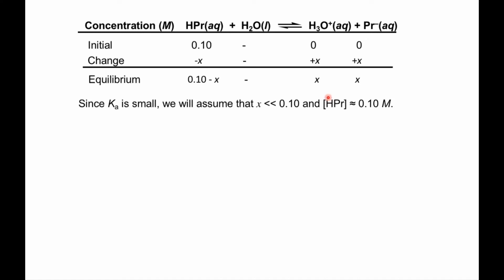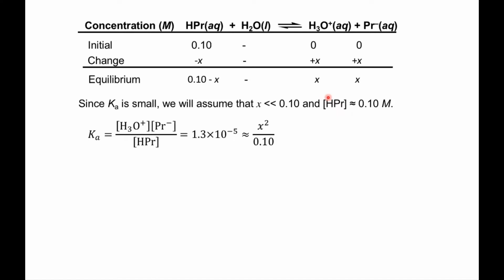Our assumptions again are, since Ka is small, 1.3 times 10 to the minus 5, a very small number, we assume that the equilibrium lies heavily on the side of the starting materials. That means that X is going to be much less than 0.10. So the concentration of propanoic acid at equilibrium is effectively just the same as the initial 0.10 molar. So Ka is equal to the concentration of hydronium times the concentration of propanoate divided by the concentration of propanoic acid.